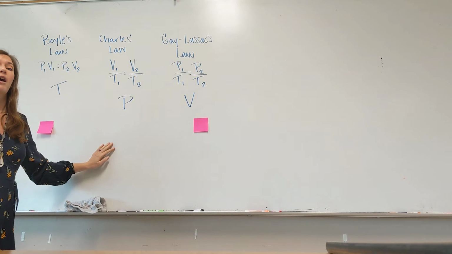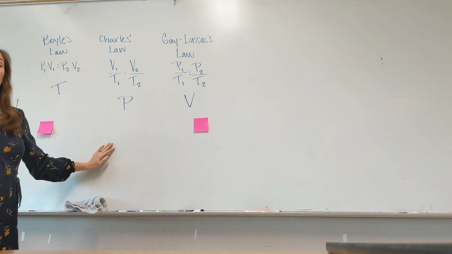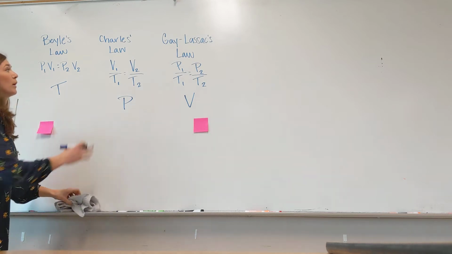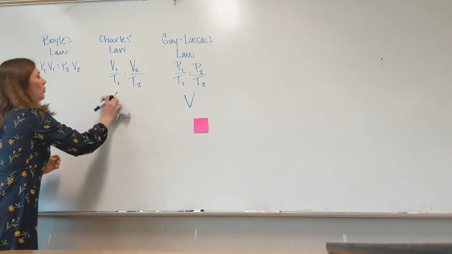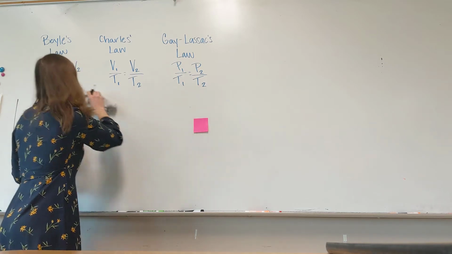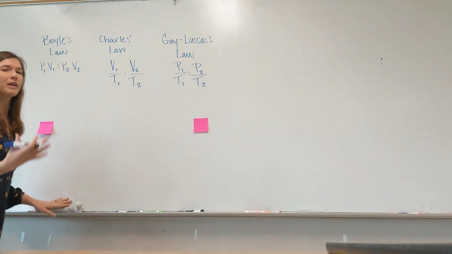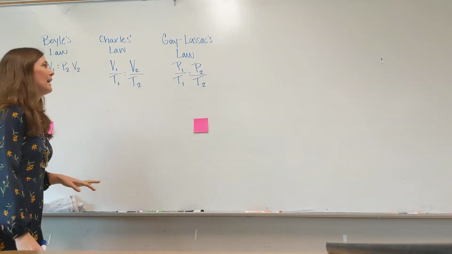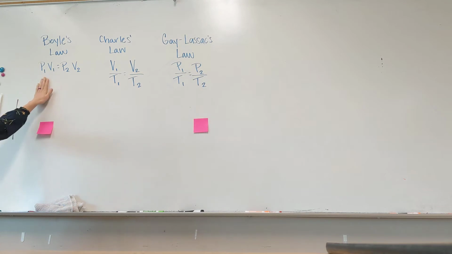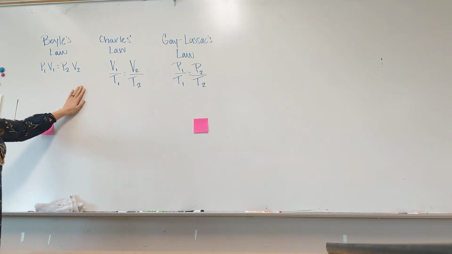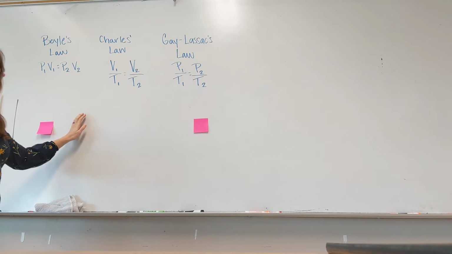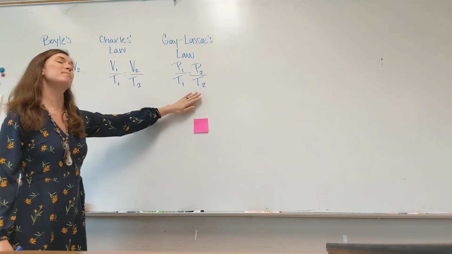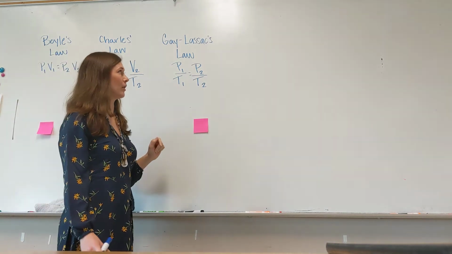So I wanted to talk about what if those are not constant. What if temperature is not constant? What if pressure is not constant? What if volume is not constant? One thing you might notice when I put all of these together is pressure is always on the top of the equation. Volume is always on the top of the equation. Temperature is always on the bottom of the equation.